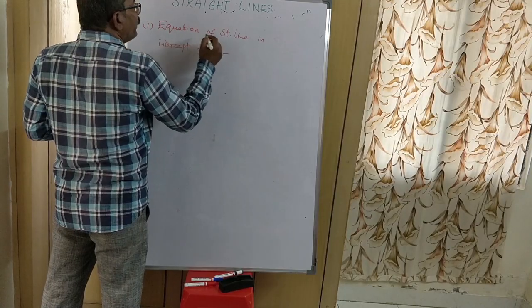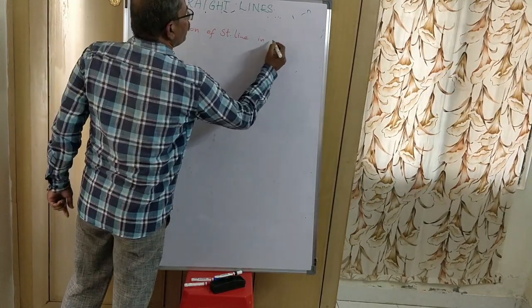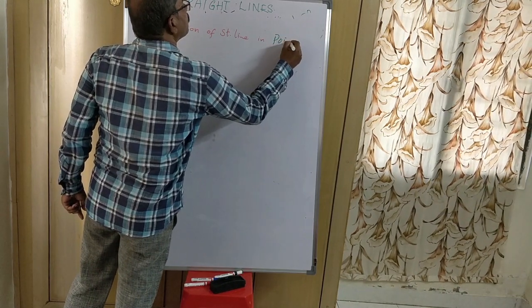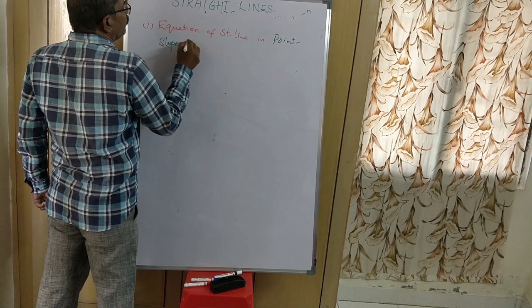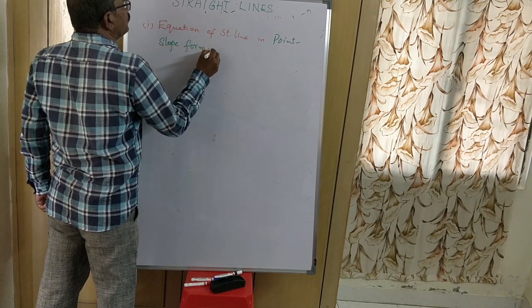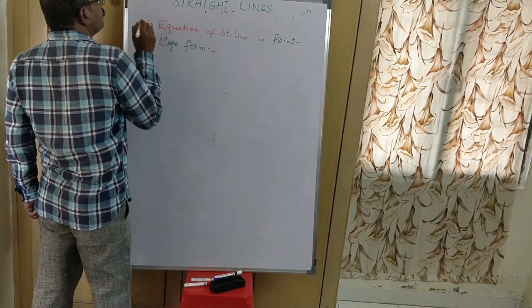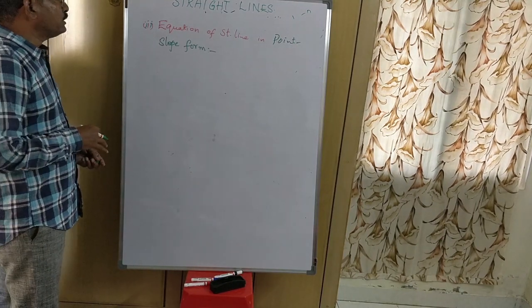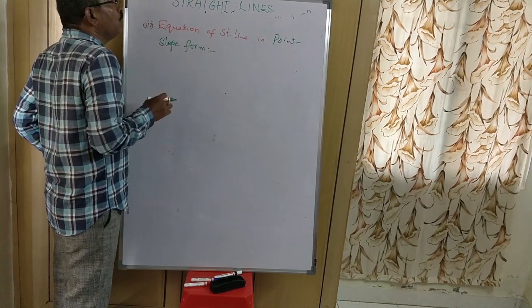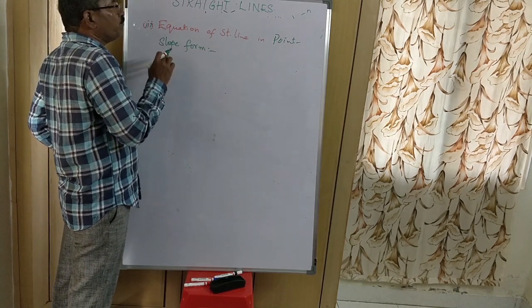Equation of straight line in point slope form. This one is the third one, right? The second one was the intercept form of the straight line. Now the third one is the equation of a straight line in point slope form, right?